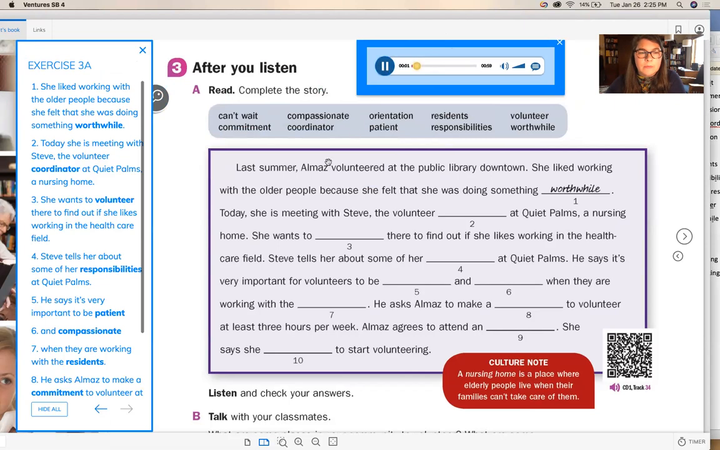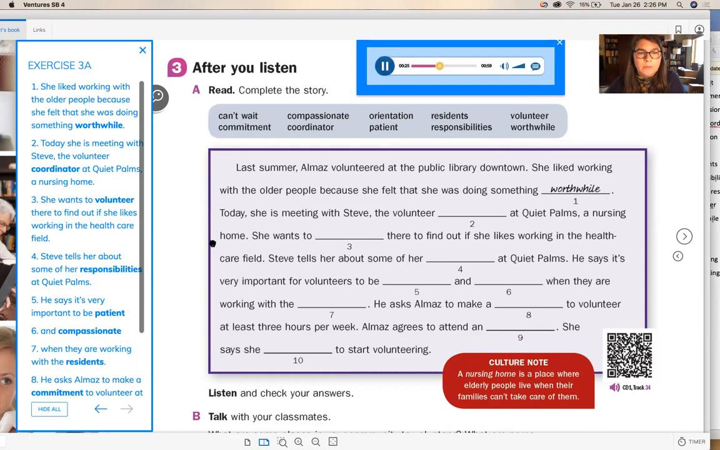Page 59, exercise 3A. Last summer, Almaz volunteered at the public library downtown. She liked working with the older people because she felt that she was doing something worthwhile. Today, she is meeting with Steve, the volunteer coordinator at Quiet Palms, a nursing home. Okay, so number 2, the volunteer coordinator. You hear that? Coordinator. Number 2, volunteer coordinator.